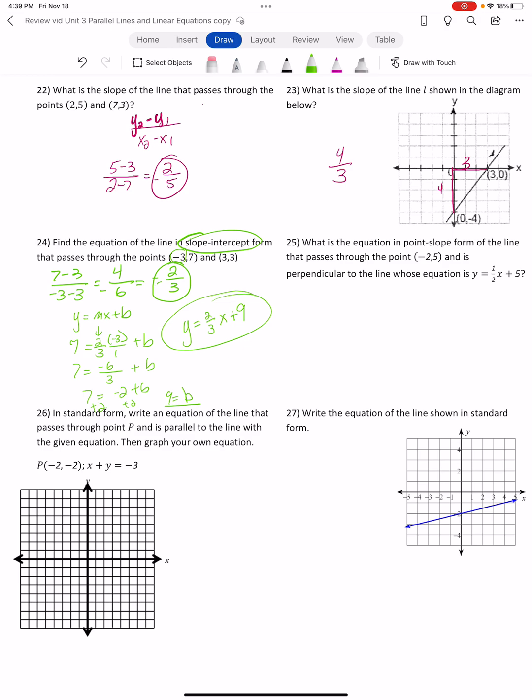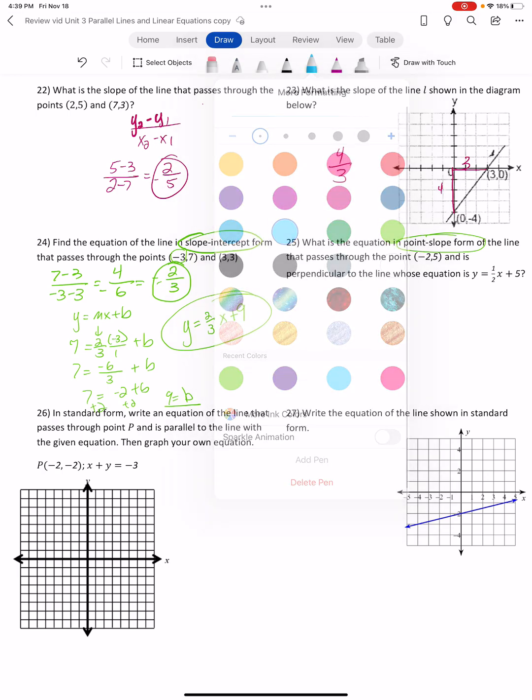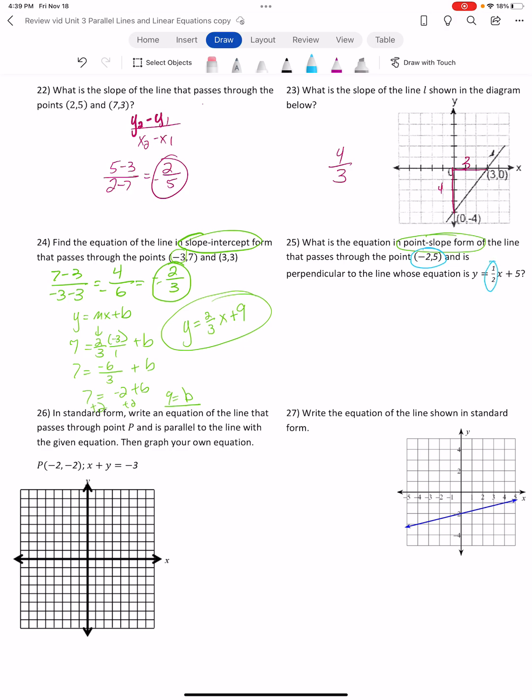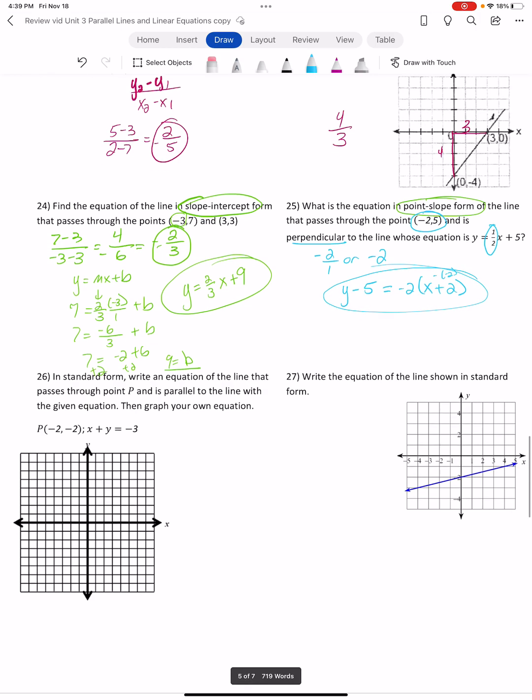What's the equation of the line in point-slope form that passes through this point? We're looking for point-slope form. The only two things I need for point-slope form are a point, which I have here, and the slope. But it's perpendicular, so instead of 1/2, it's going to be -2/1, or -2. This is actually pretty easy. It's going to be y minus the y value is equal to my slope times x minus my x value. So it's going to be x minus -2, which is x plus 2. So there's my answer there.